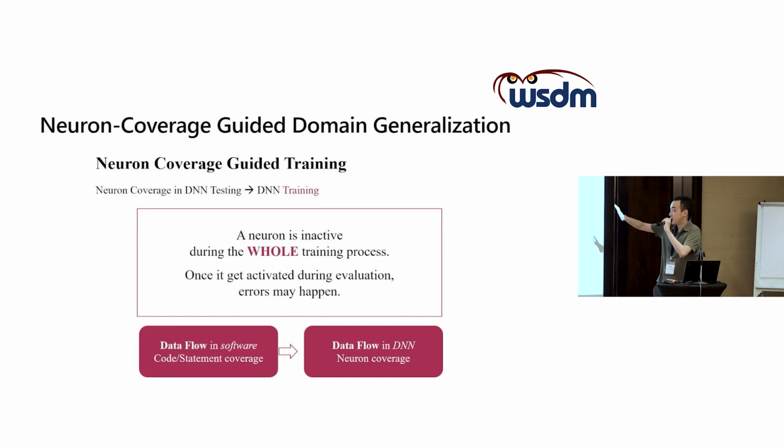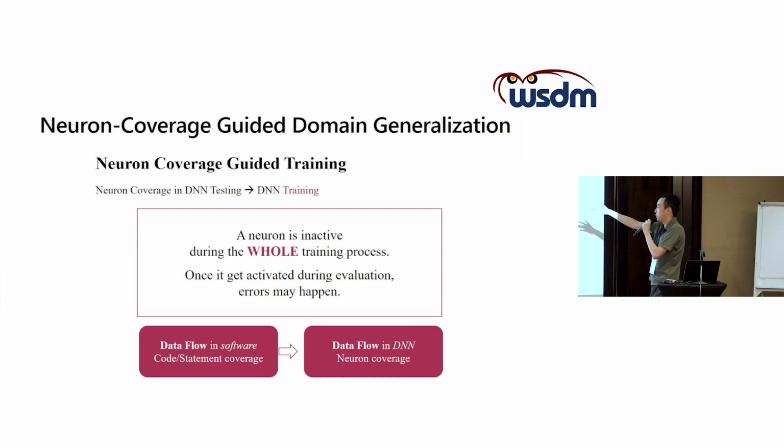So for our deep neural network, we can imagine that if a neuron has never been activated during the training stage, and then during the testing stage a sample from the target domain activates that neuron, which has never been activated during training, therefore the error can also happen. So how we can link this software system together with this domain generalization problem is quite obvious.